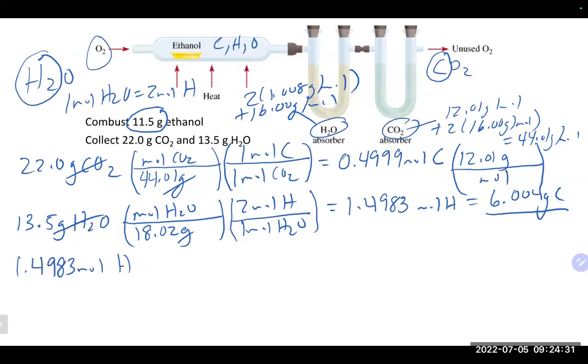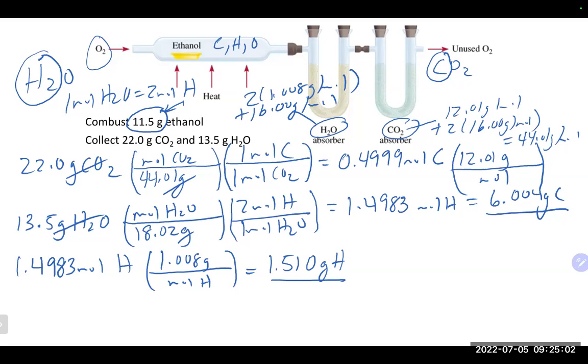We can use the molar mass of hydrogen to figure out how many grams that represents. And that would be 1.008 grams per mole for hydrogen from the periodic table. That's going to give us 1.510 grams of hydrogen. So out of that 11.5 grams, 1.5 grams of it is hydrogen, 6 grams of it is carbon. And we are missing our last element, which is oxygen in this case.